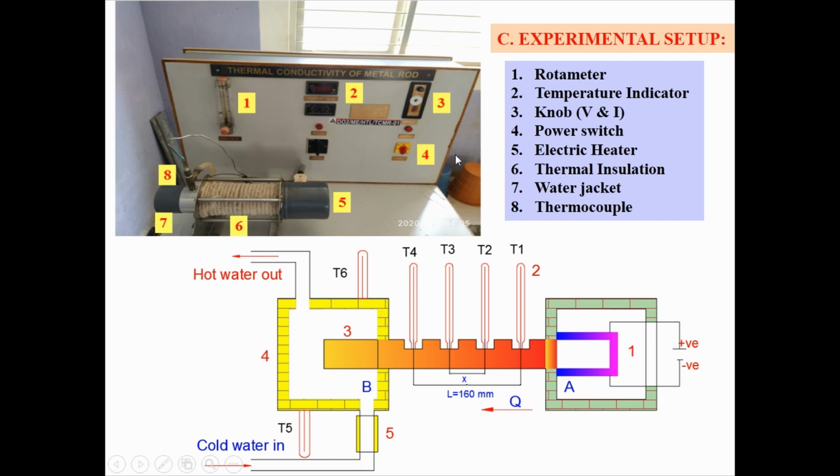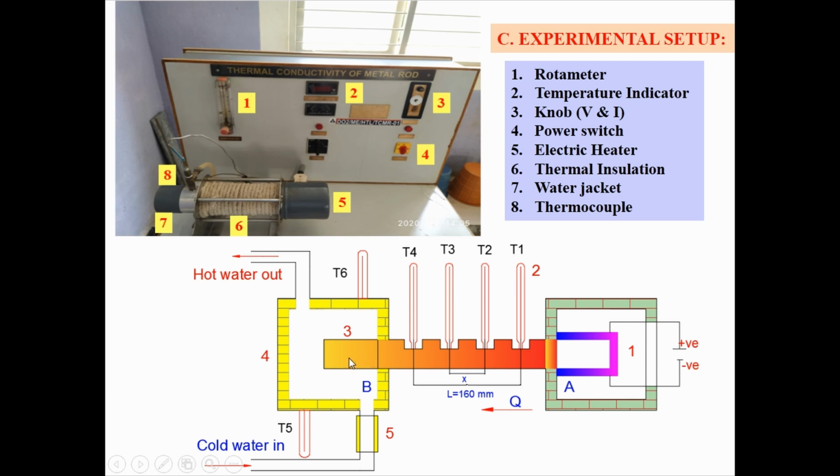You have to switch on the power button. Then you have to switch on the console button, then switch on the heater, then set the heat input by varying the knob, voltage and current. Later you have to set the rotameter reading as you want. You can set 1 LPM, 2 LPM, or as you want. Then leave the experiment for at least 20 to 30 minutes.